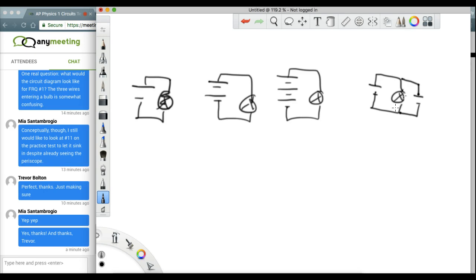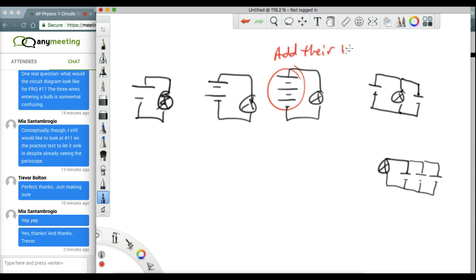So what's going to happen if I have 2 batteries? Let me draw it that way so it's less confusing. What happens with batteries whenever they're in series with each other? You add their voltage. So if this one was 1 volt, then this one would be 2 volts, and this one would be 3 volts. And the more voltage that a light bulb gets, the brighter it's going to be.